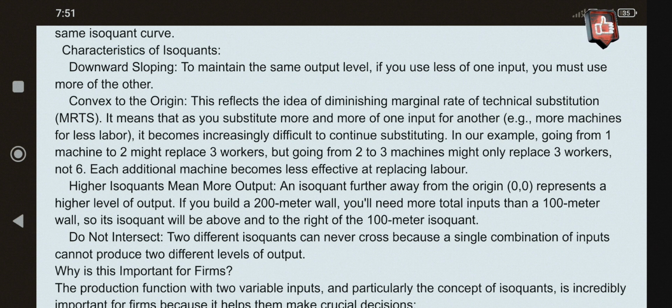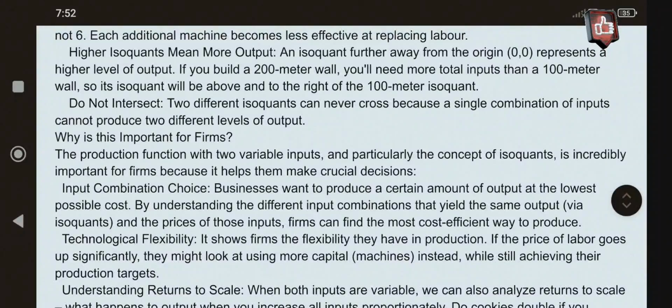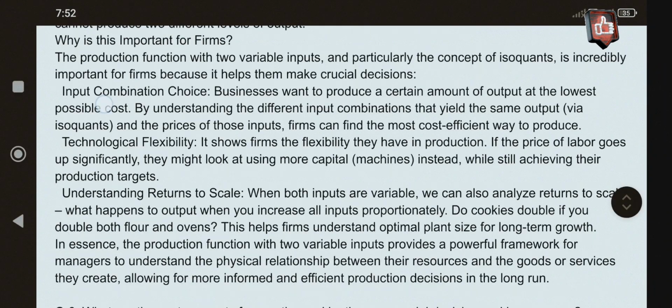Higher isoquants mean more output. An isoquant further away from the origin, 0, 0 represents a higher level of output. If you build a 200-meter wall, you'll need more total inputs than a 100-meter wall, so its isoquant will be above and to the right of the 100-meter isoquant. Isoquants do not intersect. Two different isoquants can never cross because a single combination of inputs cannot produce two different levels of output. Why is this important for firms?